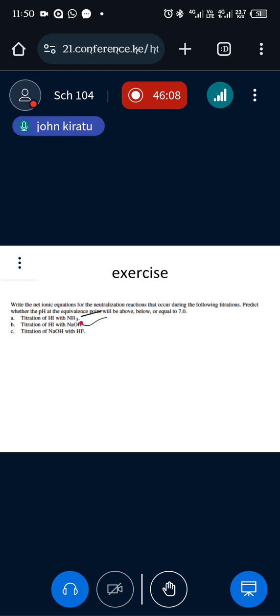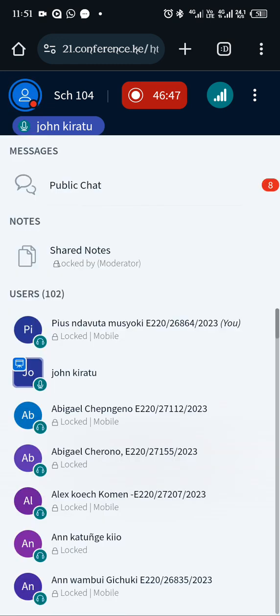What I want you to do is this. You write the reaction which is involved. Here you will just add one H for it to become ammonium. Here you know very well, this is sodium iodide plus water. So the answers I want you to post: is A below 7, equal to 7, or greater than 7? Write the net ionic equation somewhere on the paper.